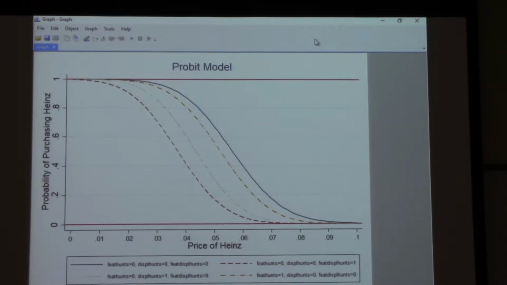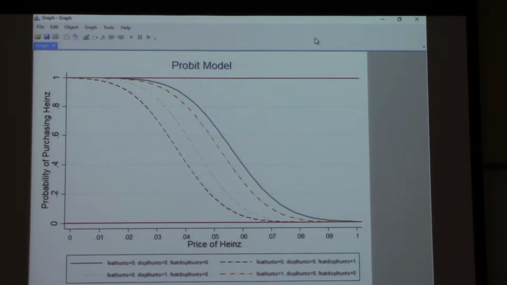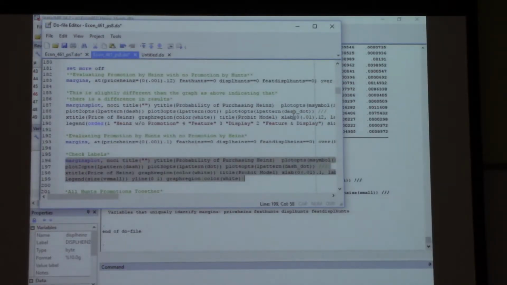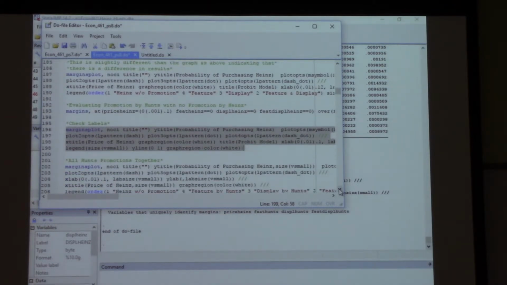But everything's the right sign and right direction. And these ones make sense. At least, like I said, feature and display are having the biggest effect. And we're still going to investigate what's going on with Heinz's feature and display. But for now, we got good expected results. So again, I left the labels unlabeled so that we can make sure we label everything correctly. And we can construct our legend.